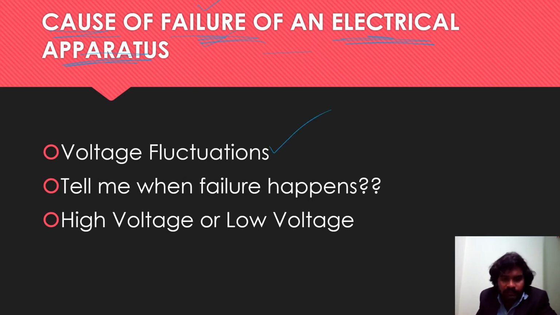But first tell me, what actually causes the failure of any electrical apparatus? Voltage fluctuations, everybody agrees. Now, voltage fluctuations are of two types, high voltages and low voltages, right? Now tell me which is dangerous or which causes the failure. Tell me when failure happens, under high voltage condition or low voltage condition. Just think and tell me. Let me tell you.